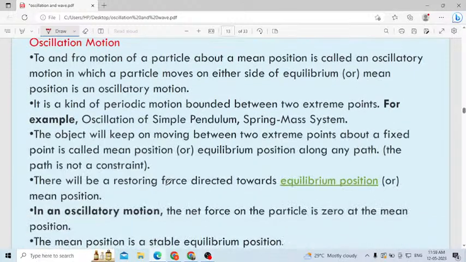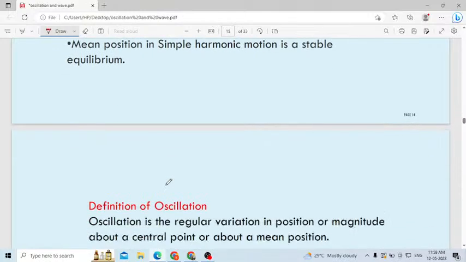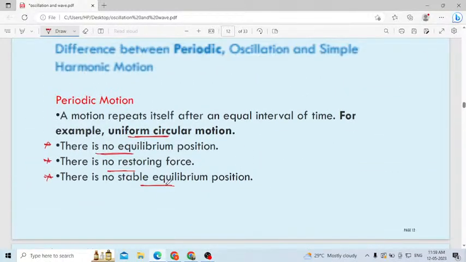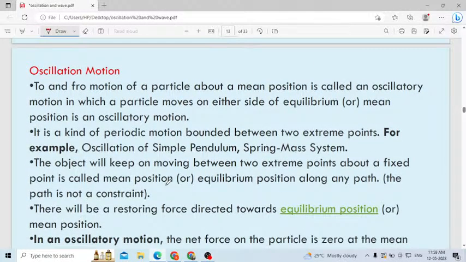Next one, oscillatory motion. To and fro motion of a particle about a mean position is called oscillatory motion. The name itself indicates that in oscillatory motion the body oscillates in to and fro motion, in which a particle moves to either side of the equilibrium mean position.